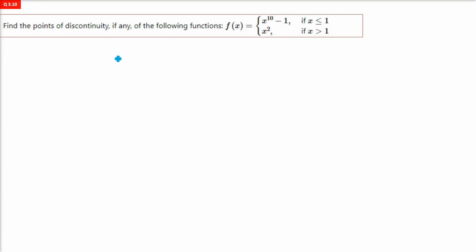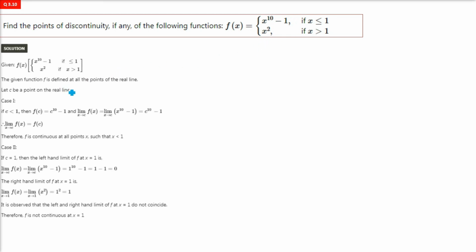Find the points of discontinuity, if any, of the following functions. So f(x) is this. So let us, first of all, write all these. x to the power 10 minus 1, x to the power 10 is a function which is continuous. Then 1 is continuous, x square is continuous. There are certain ways also, you see on the left hand side I have showed you. This is also a way to actually solve this type of question.